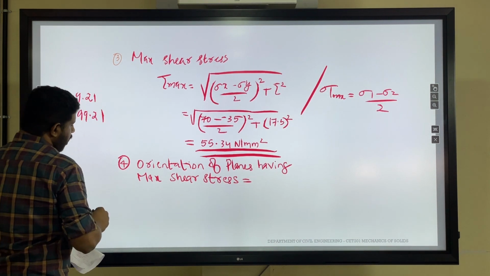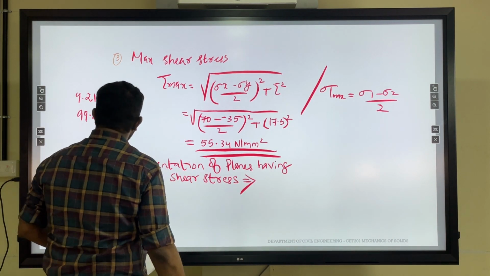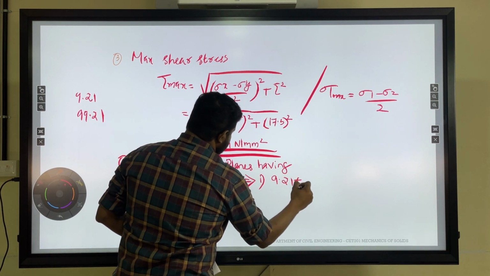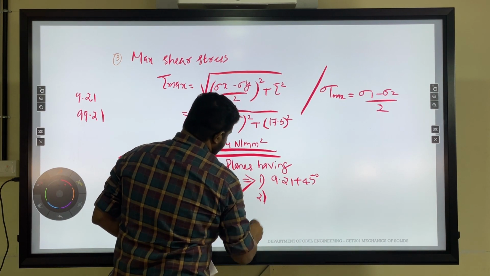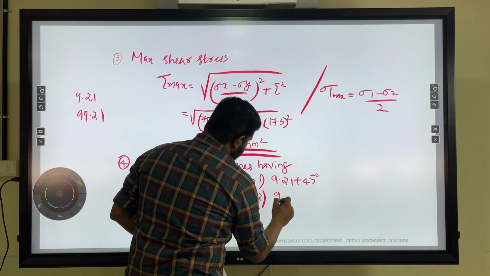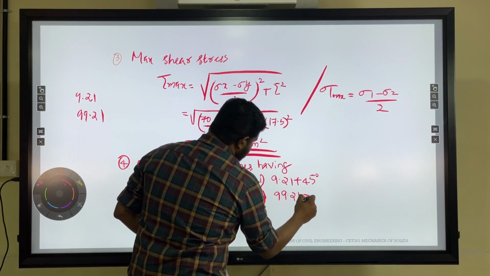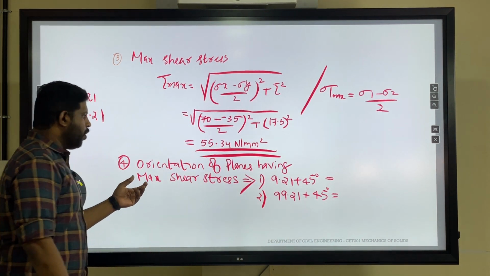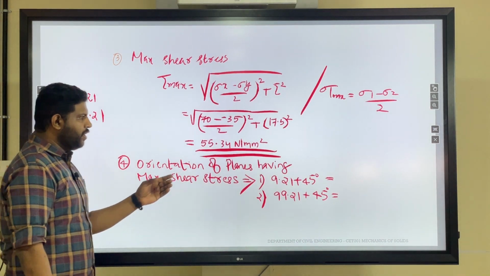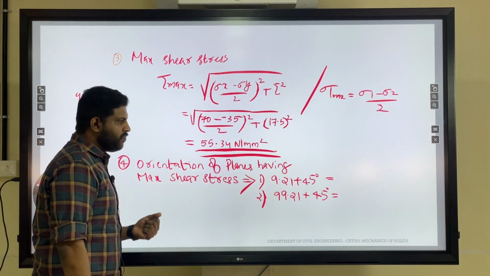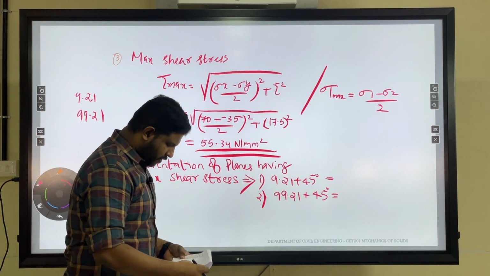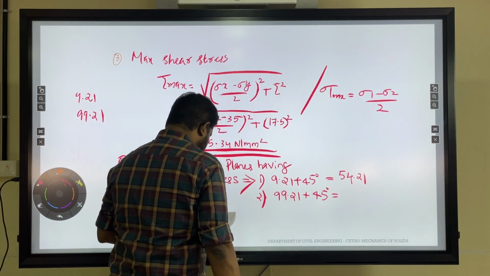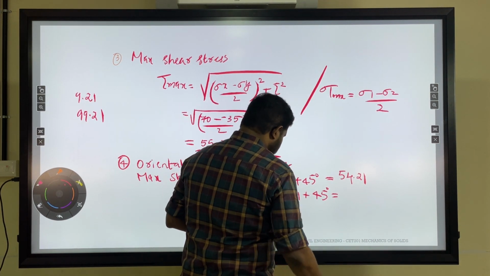Okay, so for the first plane, just add 9.21 plus 45 degrees. For the orientation of the second plane, 99.21 plus 45 degrees. So the thing to remember is, for getting the orientation of planes having maximum shear stress, just add 45 degrees to the orientation of the principal plane. So you will be getting 54.21, and the second plane is 144.